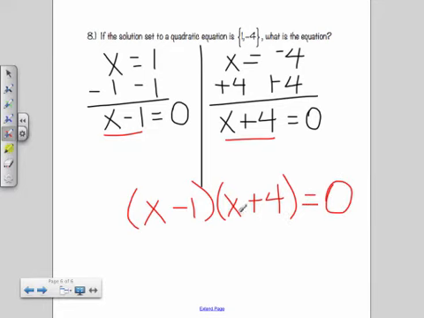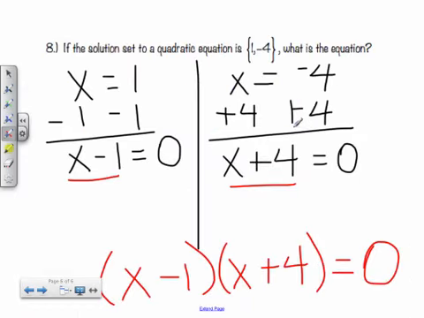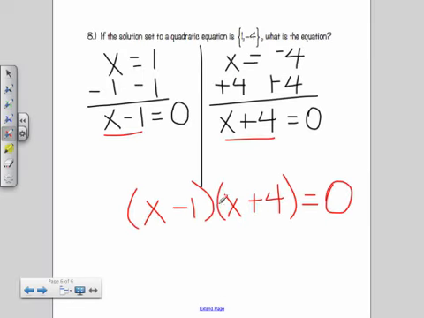And then lastly, let's compare this to the previous example. See how we have 2y minus 1 equals 0? That was one of my factors. And then y minus 4 equals 0. Y minus 4 was my other factor. Now all I have to do is take my two factors right here and distribute it. So I'm going to distribute this x to everybody.